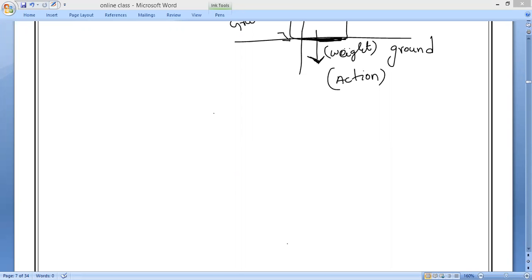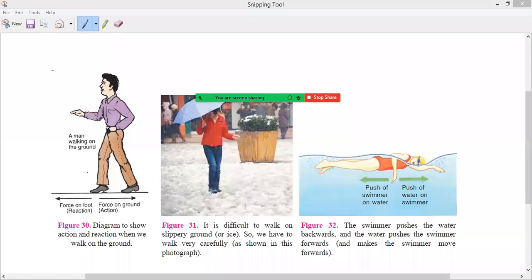Now, the illustration of the third law of motion. In our textbook, on page number 66, they have given three figures. Can anybody say what the three figures are? All of you observe. One person is walking. Is it possible to walk on the ground without the force, without action and reaction? Please respond. No, sir. No.